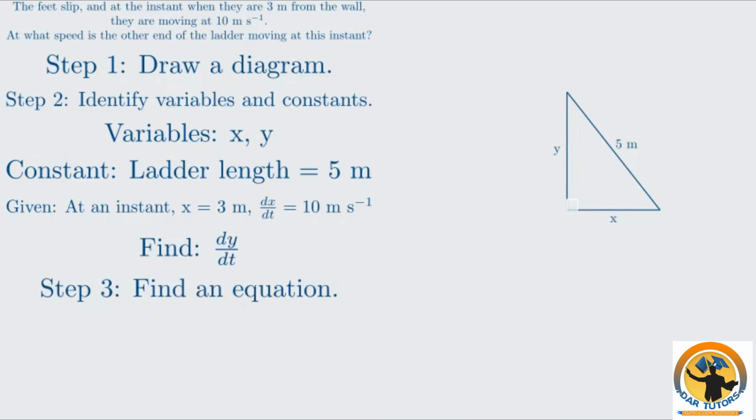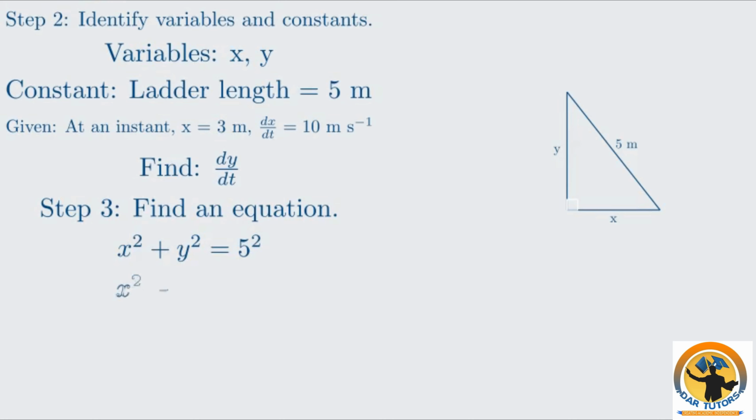Step 3. Find an equation. Since we have a right-angled triangle, we can use the Pythagorean theorem. The equation is x squared plus y squared equals 5 squared, which simplifies to x squared plus y squared equals 25. This equation relates our variables x and y.